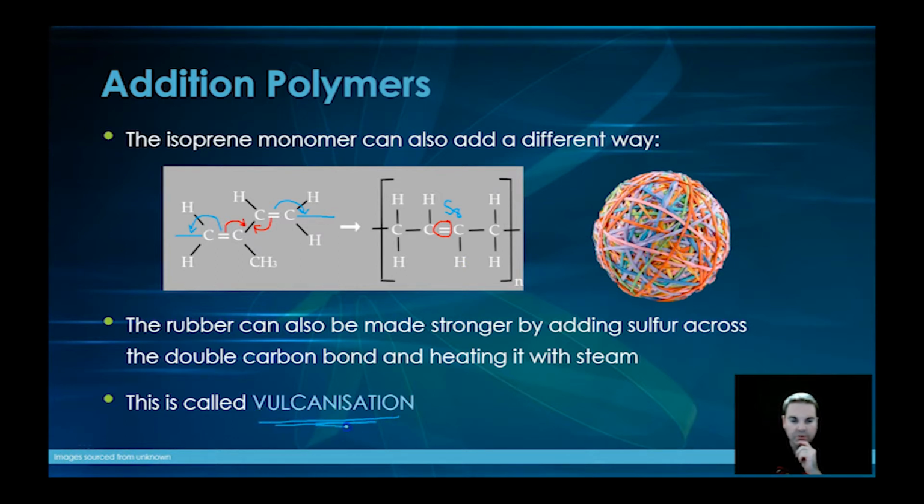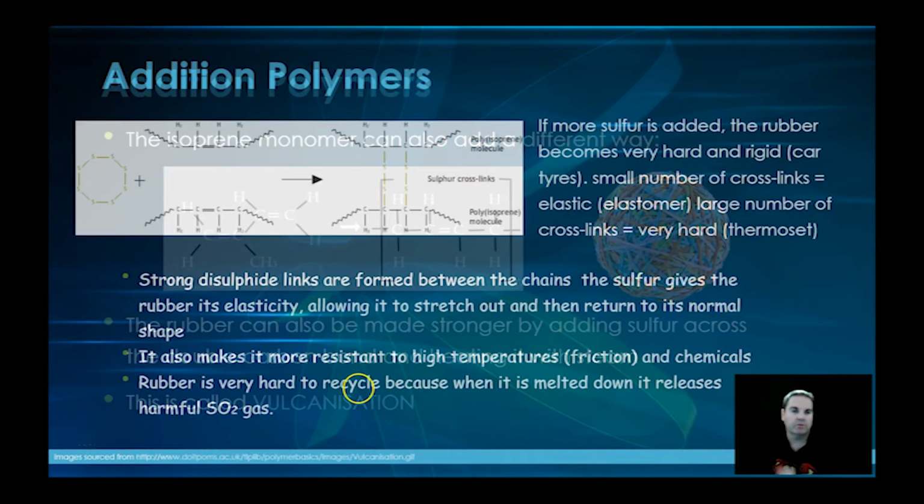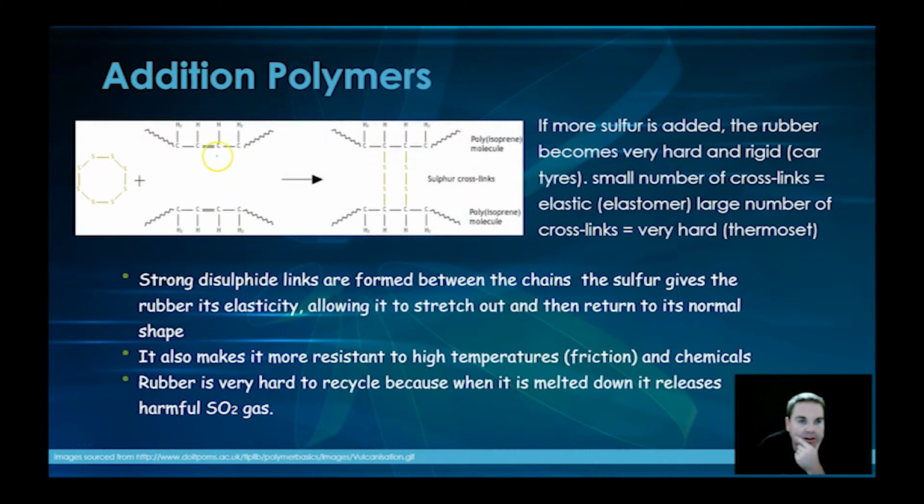Okay, so vulcanization, you hear it sometimes referred to in terms of sulfur coming out of volcanoes, because volcanoes produce a lot of sulfur. That's why we call it vulcanization. So to show you what that looks like, here we've got our two polymer chains. We've got our sulfur, which is S8, that comes in and adds across between the chains. Okay, and you get these cross links, which are quite stretchy.